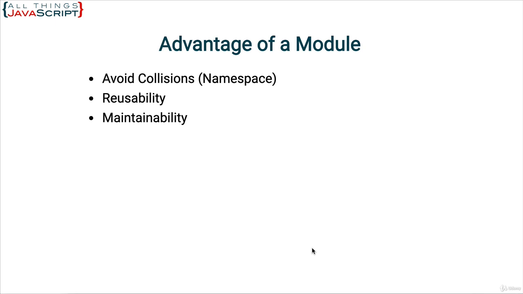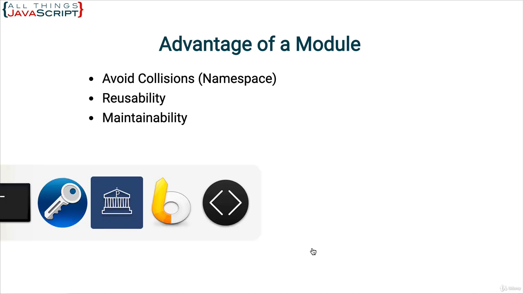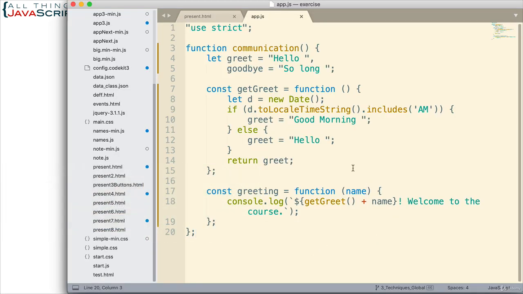So first, we're going to take a look at some code that I've set up already so you don't have to watch me type it in. I've created a function. Communication is what I've named this function. Inside of it, I've created two variables, a greet variable and a goodbye variable. So the idea is that this module is going to handle communication. And right now, all we're dealing with is greetings. So we have a greet and a goodbye variable.